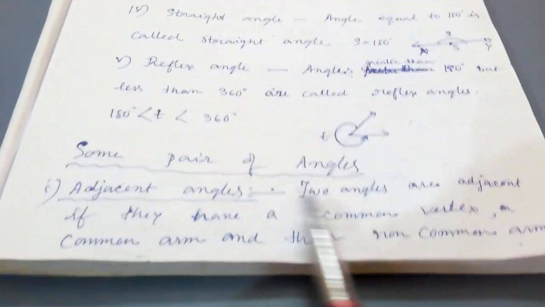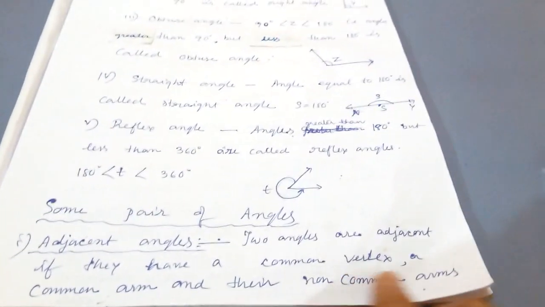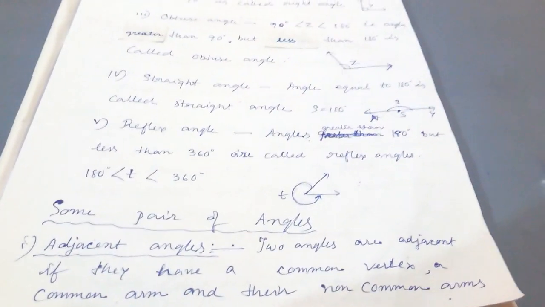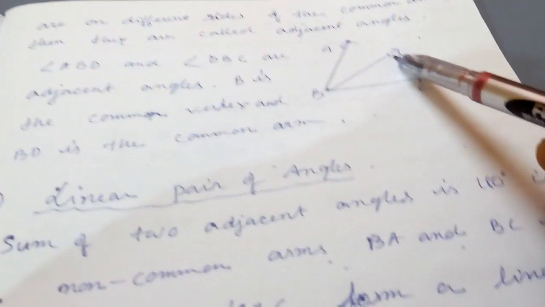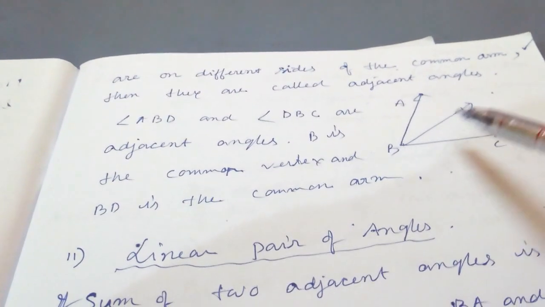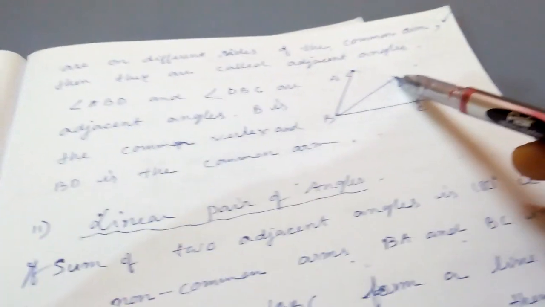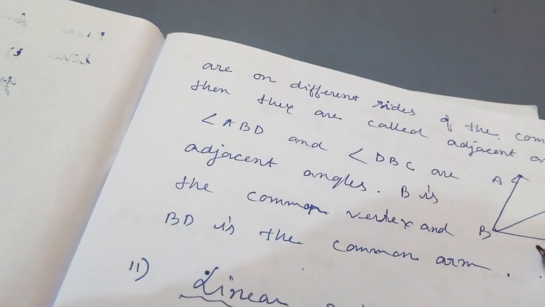Now some pairs of angles. Adjacent angles: two angles are adjacent if they have a common vertex and a common arm and their non-common arms are on different sides of the common arm. Here B is the common vertex, BD is the common arm, and AB and BC are non-common arms lying on different sides of BD. So ABD and CBD are called adjacent angles.